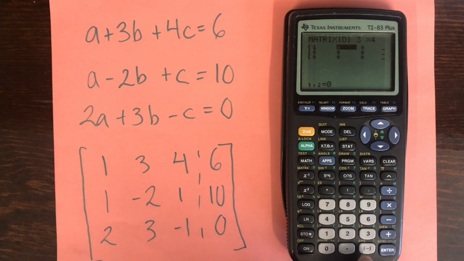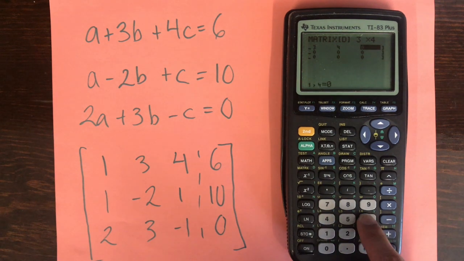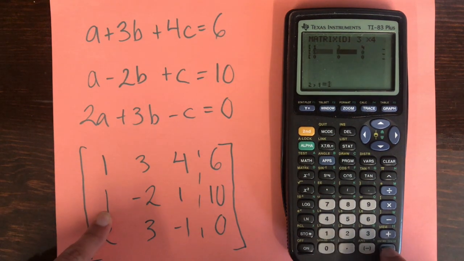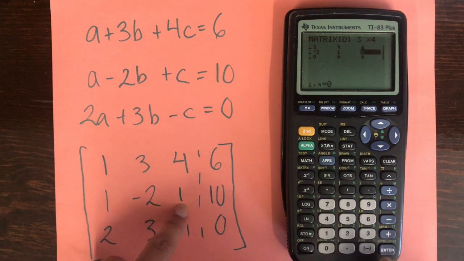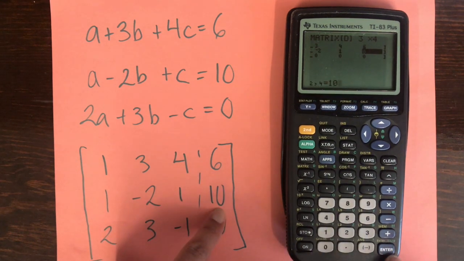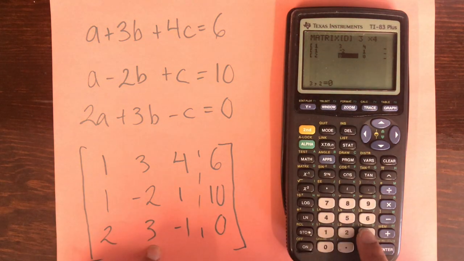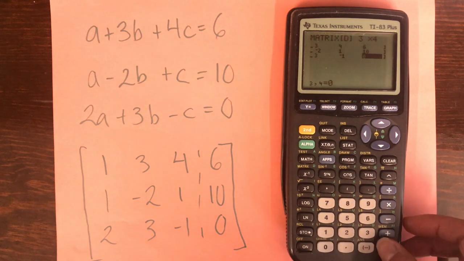The first row has 1, so I press 1, enter, then 3, enter, 4, enter, etc., 6, and then we keep going. I have 1, -2. Make sure you press the negative button and not the minus button, which is in blue on my calculator. And then 10, and then the last row is 2, 3, and then -1, and then 0. Okay, so our matrix is complete.